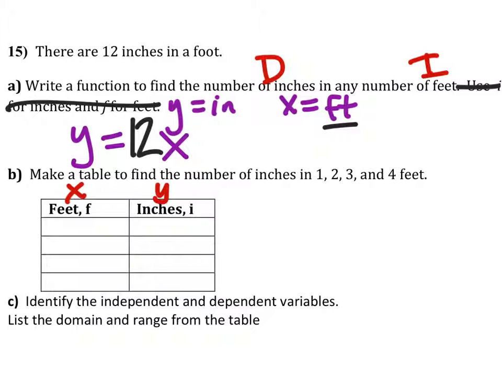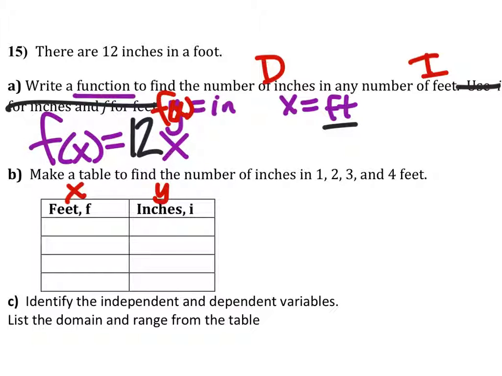Okay. However, the problem with this is that it doesn't want us to use a y. It wants us to write this as a function. So it would be f of x equals 12x. And we've already defined our variables. I guess instead of that y, we can use f of x is the inches.